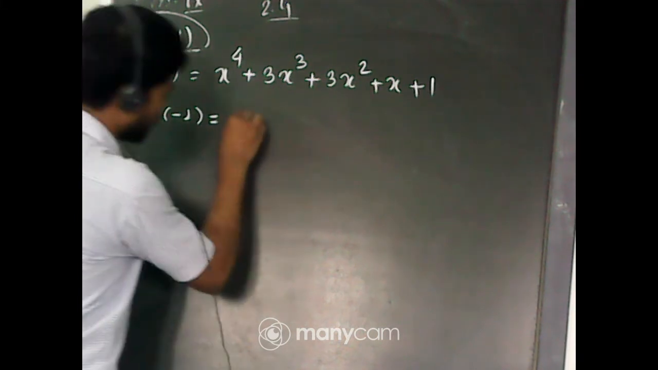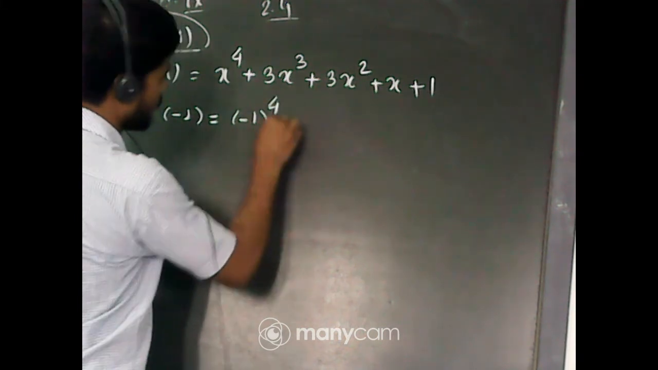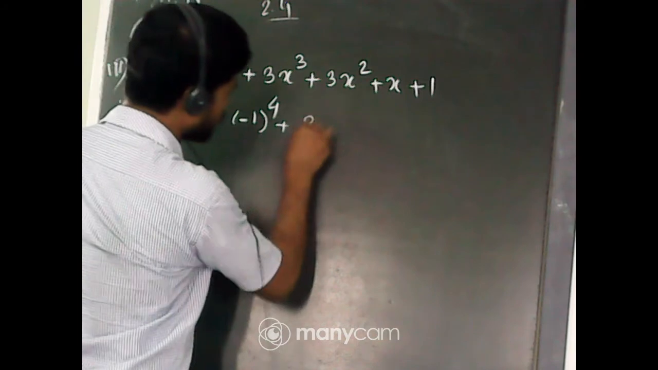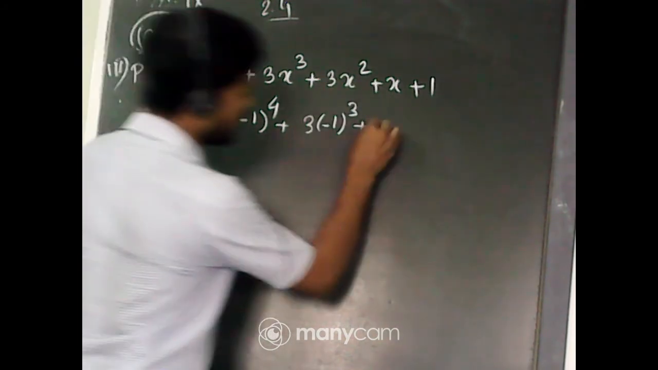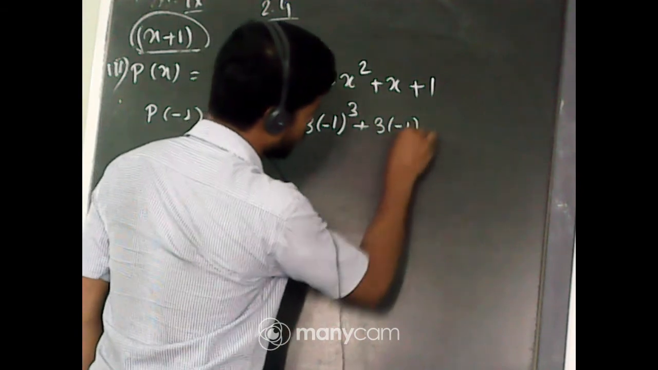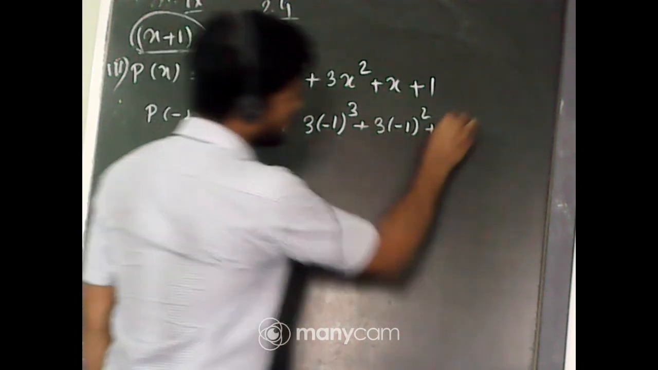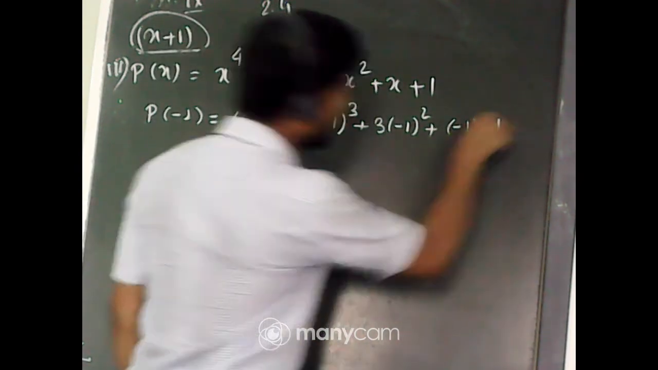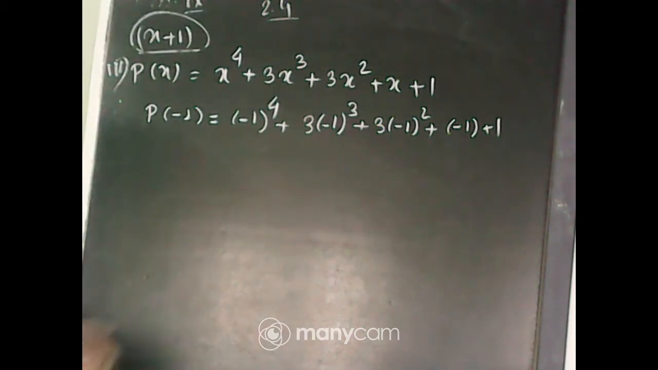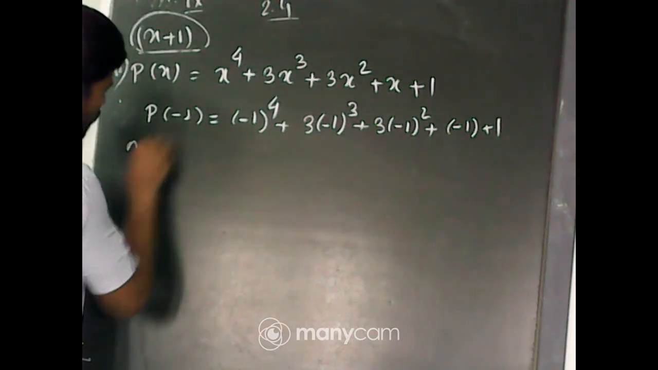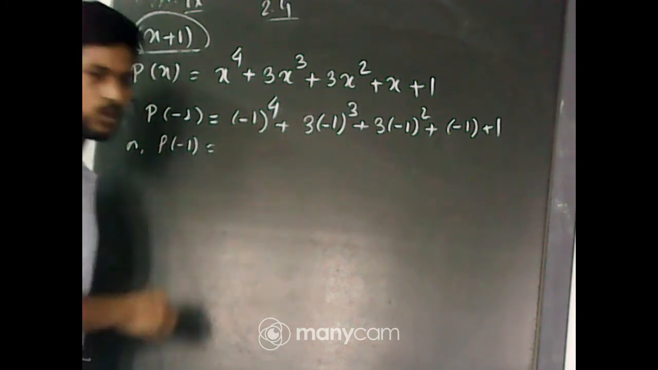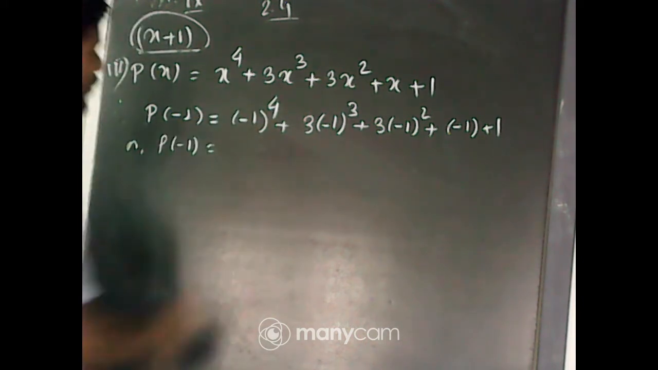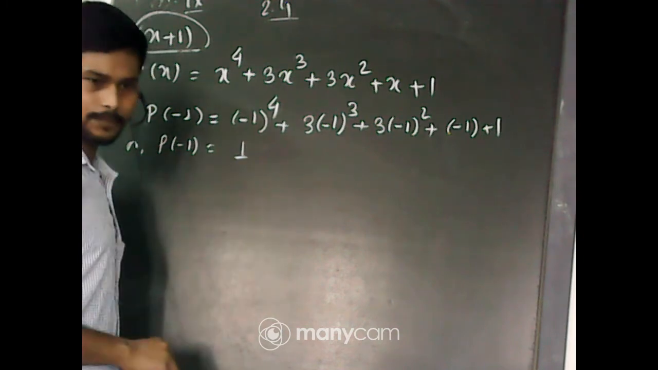So this is minus 1 whole to the power 4 plus 3 into minus 1 whole cube plus 3 into minus 1 whole square plus x, which is minus 1, and plus 1. Now do the calculation. So p of minus 1 is equal to minus 1 whole to the power 4, as 4 is an even number, so that will be plus 1.